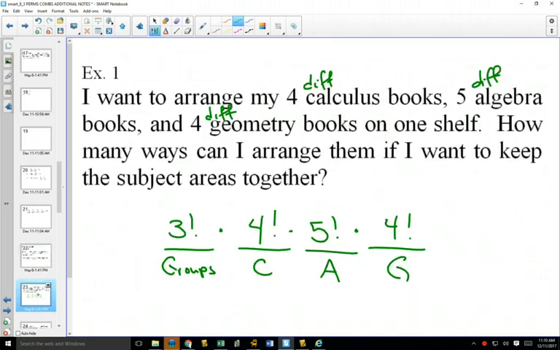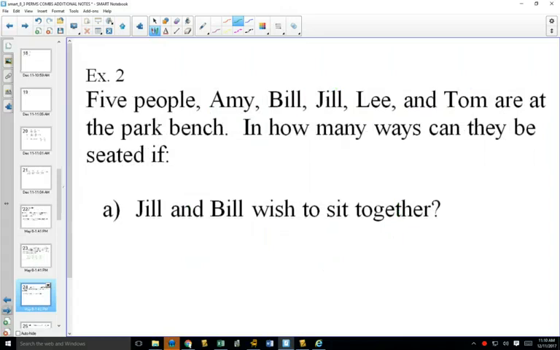So this, like questions 7 and 8 that you were asking before, this one's similar to that. You've got 5 people, Amy, Bill, Jill, Lee, and Tom. They're all sitting on a park bench. Normally, that would be 5 factorial ways that you could sit them all on the park bench. But it's springtime, and Jill and Bill want to sit together. Aww. So what do we do? We group them together. So we sort of glue Jill and Bill together.